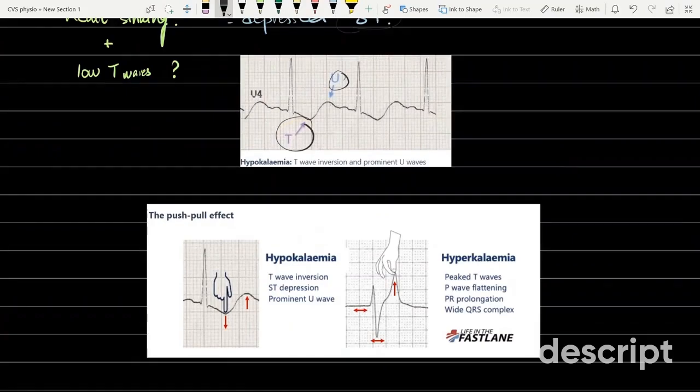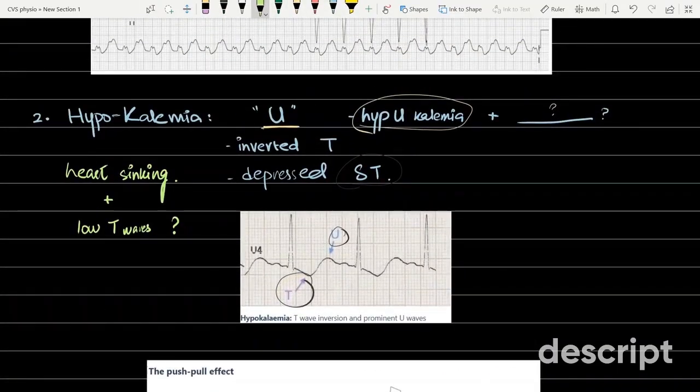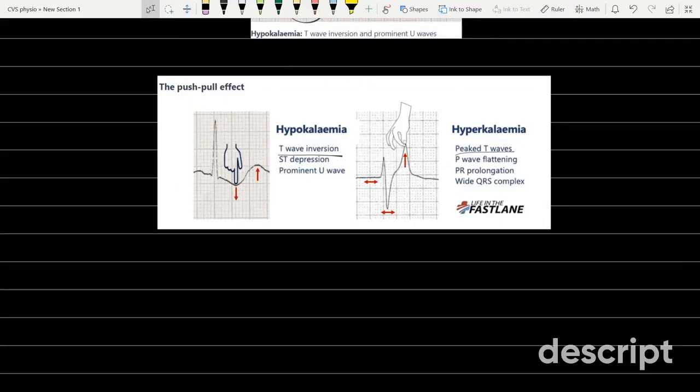So hypokalemia and hyperkalemia: hypo has a push effect and hyper has a pull effect. Pull effect means peaked T waves, push effect means that there is a T wave inversion. Whenever there is an MCQ mentioning a heart sinking along with low T waves, the answer is hypokalemia. Now, there are some other metabolic conditions such as hypercalcemia, hypocalcemia, hypoglycemia. We have discussed this already in the previous video on ECG. You can view that to check what happens to the ECG in other metabolic conditions.